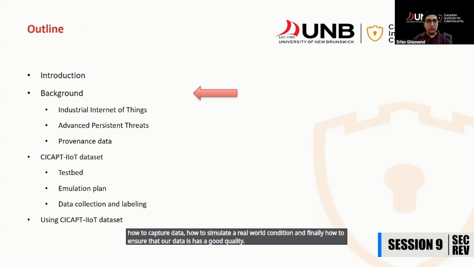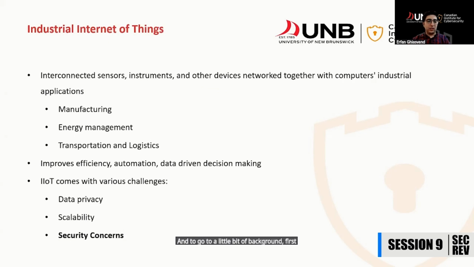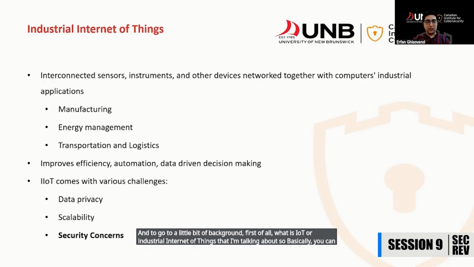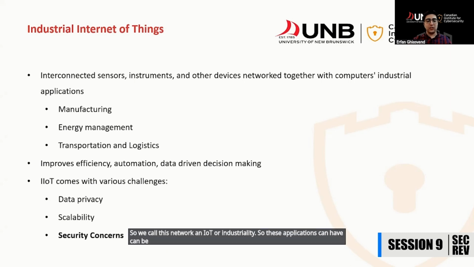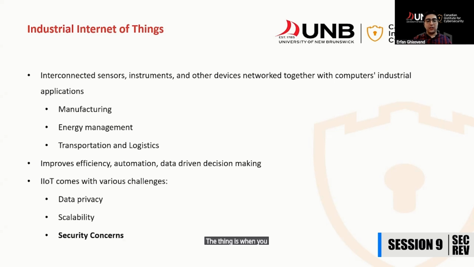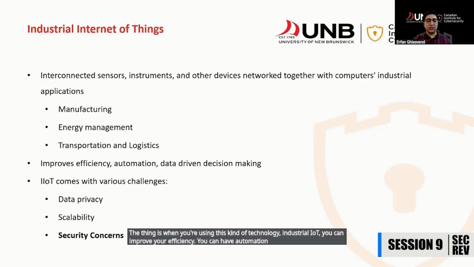To go to a little bit of background, first of all, what is IIoT, or Industrial Internet of Things, that I'm talking about? Basically, it is an interconnected network of sensors, instruments, and other devices that are networked together and have an industrial application. We call this network an Industrial IoT. These applications can be different things. For example, they can be used for manufacturing, for energy management, and for transportation and logistics. When you're using this kind of technology, industrial IoT, you can improve your efficiency and have automation in your industrial applications.